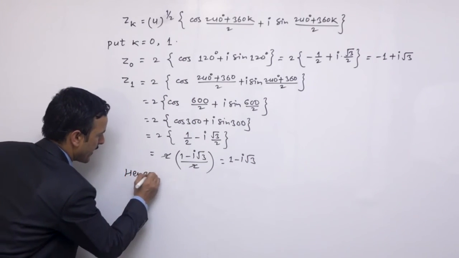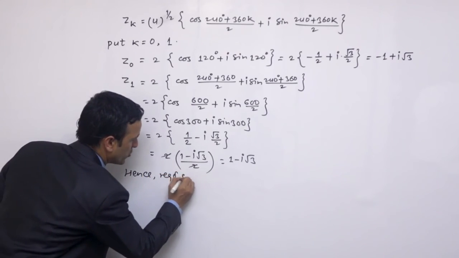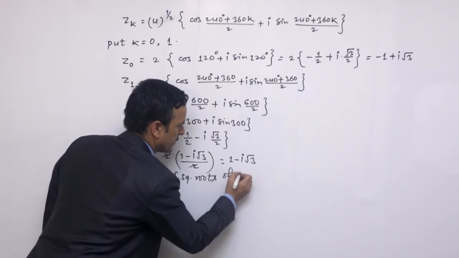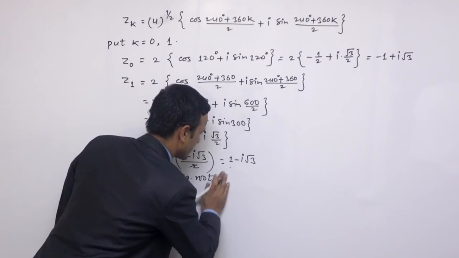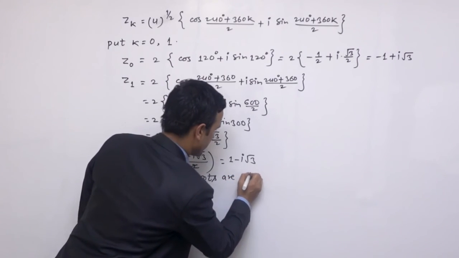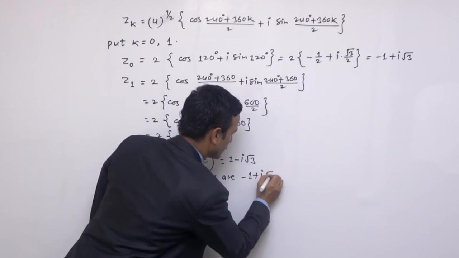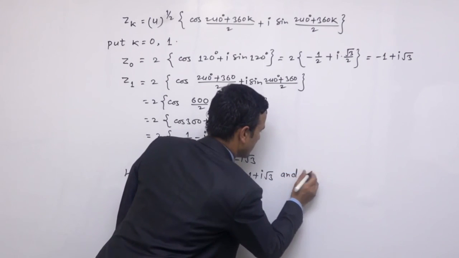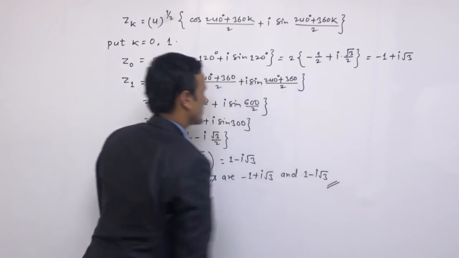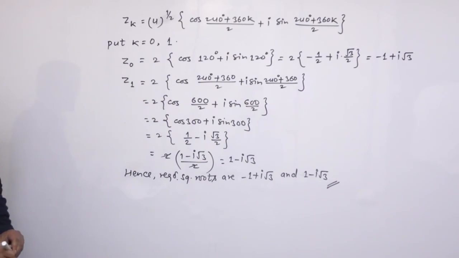Hence the required square roots are minus 1 plus I root 3 and 1 minus I root 3. So these are the solutions. So these are the square roots.